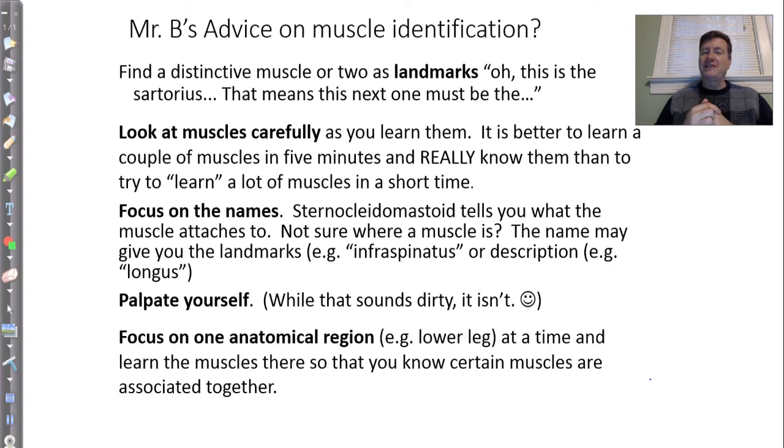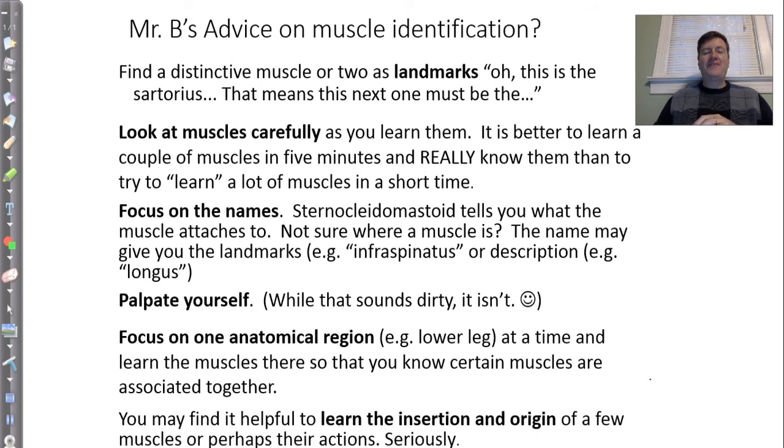Focus on one region at a time. Don't try to learn all the muscles the night before the practical. And you may find it helpful to learn the insertion and origin for a few muscles. We discussed those terms before. You may find it helpful, for example, to remember that all the hamstrings have an origin on a particular bone. Then when you see those muscles, you're like, oh, this is part of the hamstring because I see these muscles attached to this bone.